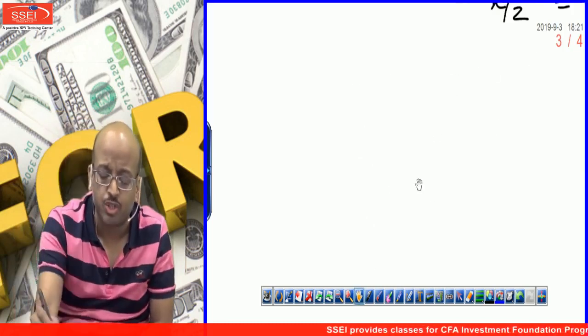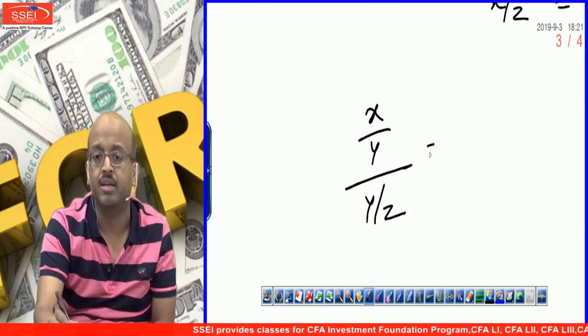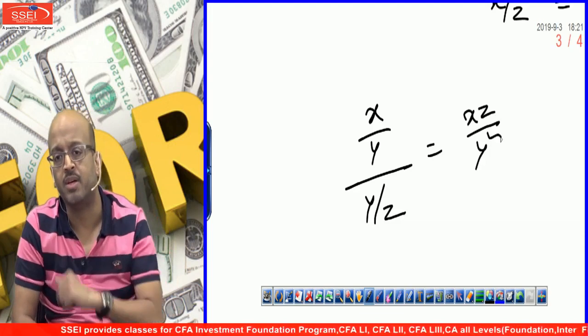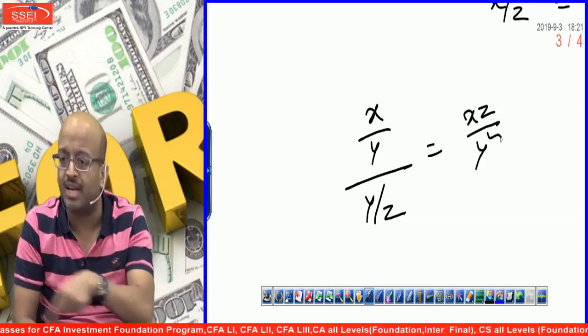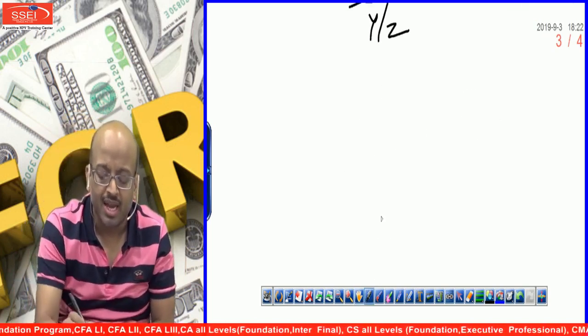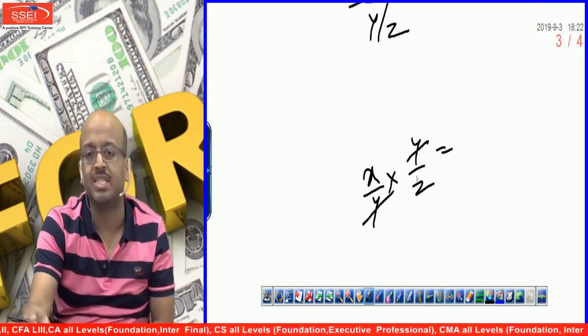If you are saying we should divide X by Y upon Y by Z, what is that? XZ divided by Y square. Sorry for the algebra, but isn't it? X by Y upon Y by Z, Z goes up, XZ divided by Y square. But if you multiply X by Y into Y by Z, can't you see X by Z?